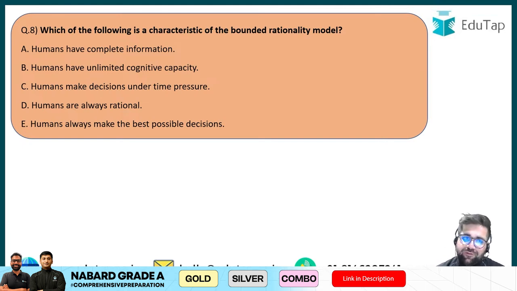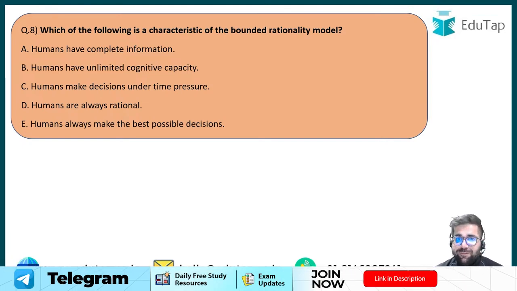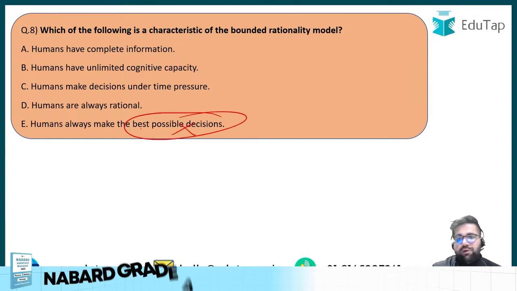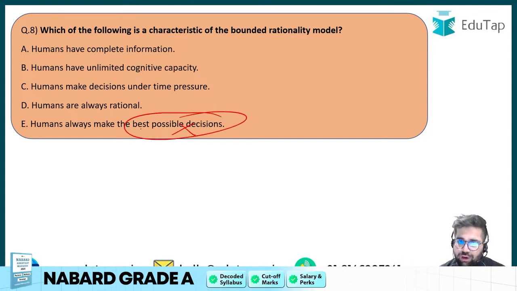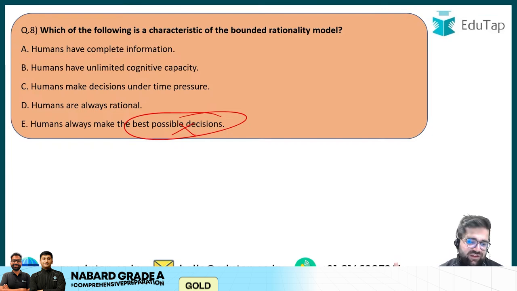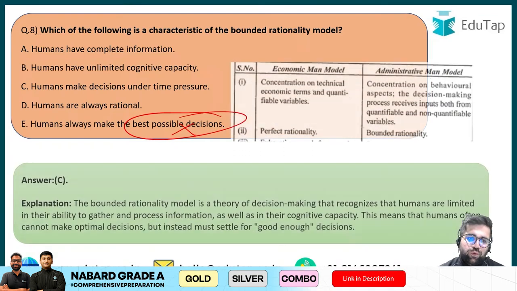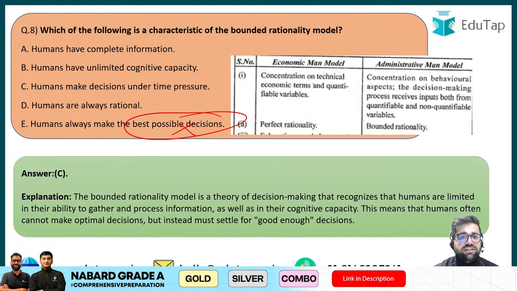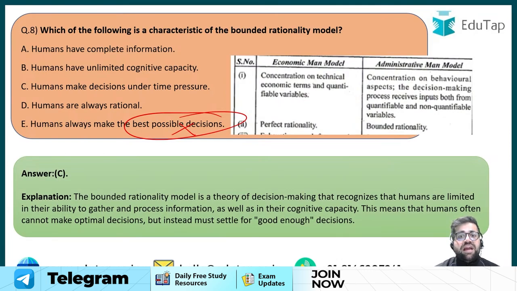Which of the following is a characteristic of a bounded rationality model? Humans have complete information. Humans have unlimited cognitive capacity. Humans make decisions under time pressure. Humans are always rational, or humans always make the best possible decision. This cannot be true because under bounded rationality, most of the time you are just accepting the good enough decision, not the best decision. Therefore the answer will be option C, which is humans make decisions under time pressure.